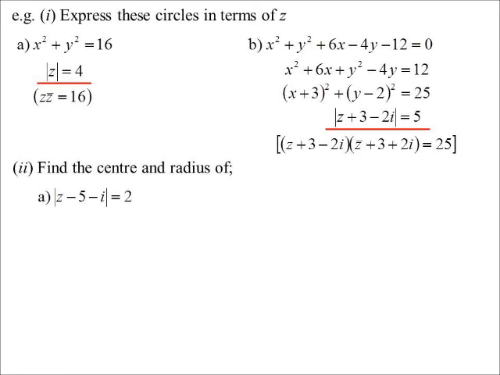All right, let's go back the other way. Let's find the centre and the radius. So here it is, modulus of z minus 5 minus i is equal to 2. So the way to think about it is, well, if I join z up to the complex number 5 plus i, its length will always be 2. Thus, I have a circle with centre 5, 1 and radius 2.